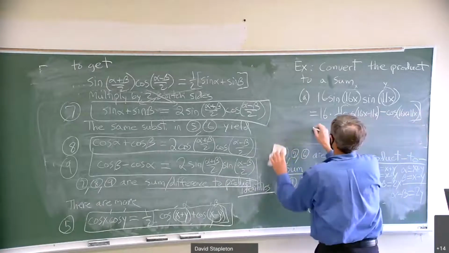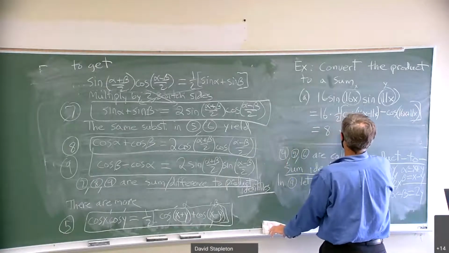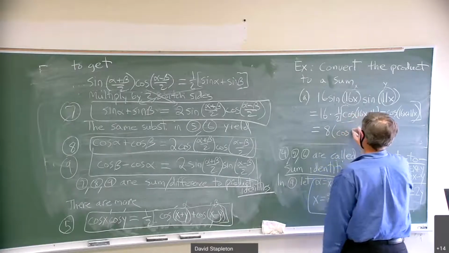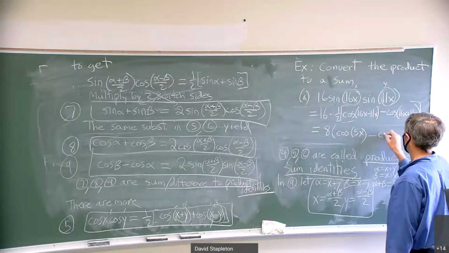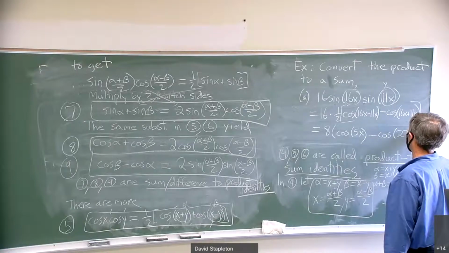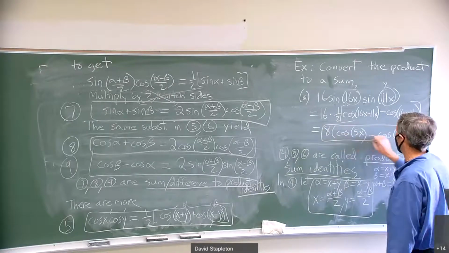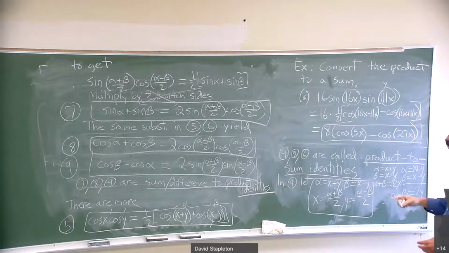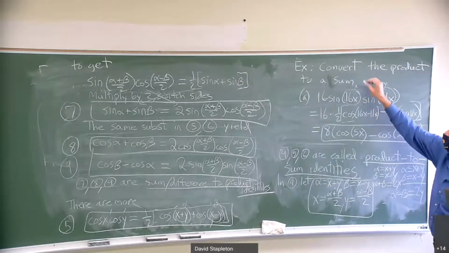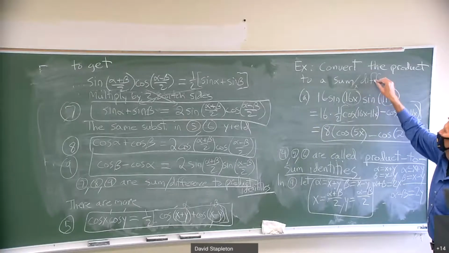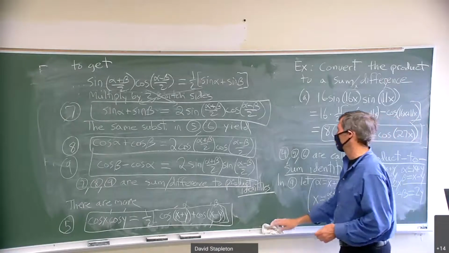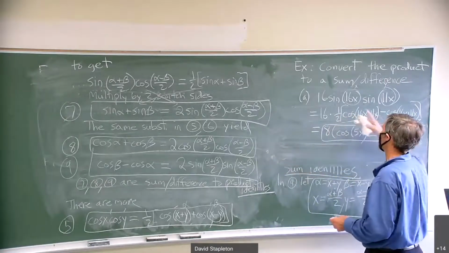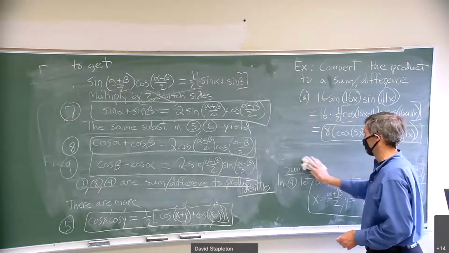Now 16 times 1/2 reduces to 8 times cosine of 16x minus 11x, which is 5x, minus cosine of 16x plus 11x, which is 27x. So there's how you can rewrite that one as a difference of 2 cosines instead of a product of 2 sines. So I should say convert to a sum or difference. Well, that's the kind of thing I want you to do on the test: just recognize that these identities are here. So when you see a product, you can rewrite it, and you can use one of these things like equation 6 to do it.